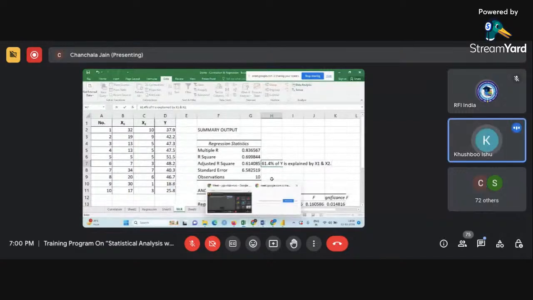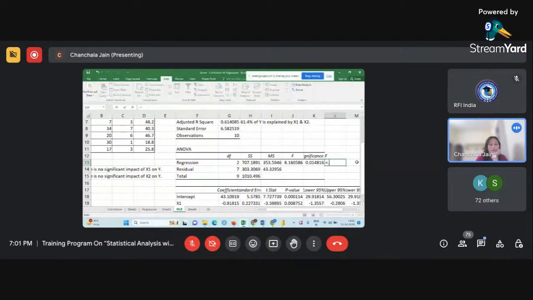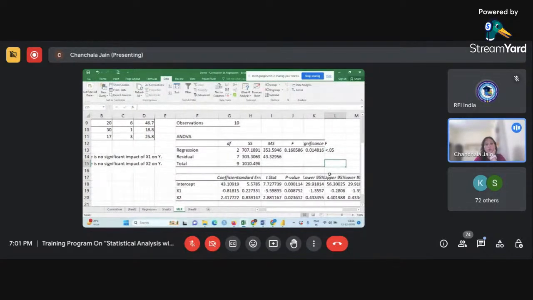Yes, ma'am. Moving ahead, talking about ANOVA. We can see that the significance value of ANOVA is less than 0.05. So that means we can say that our model is a good fit, right? It is a significant model.